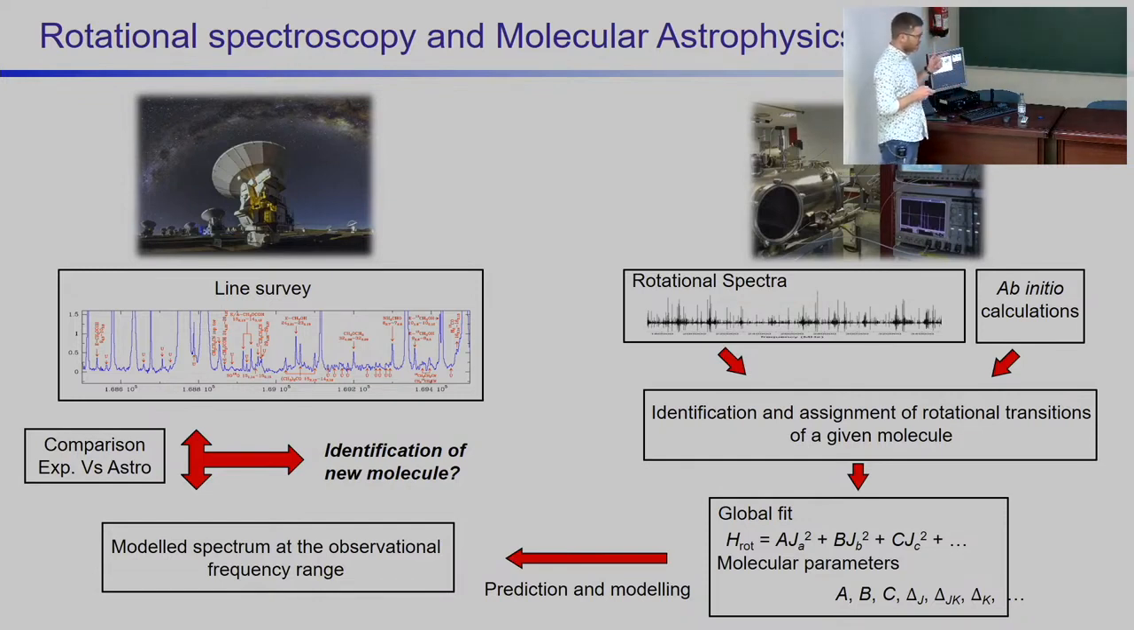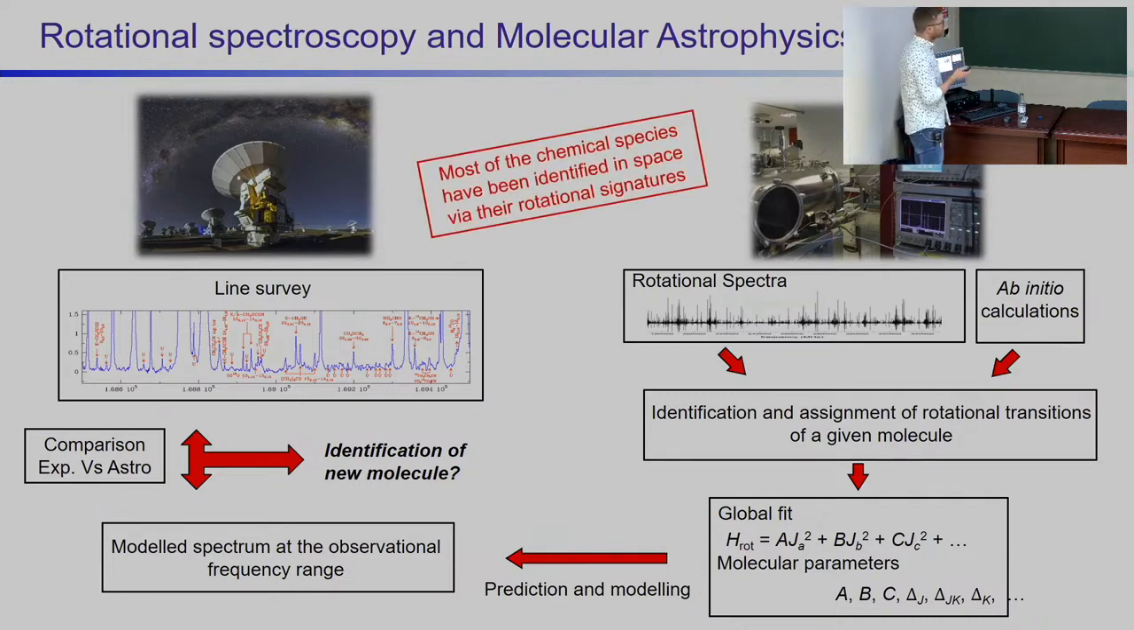If these parameters are accurate enough, we can get predictions in the same frequency range that we are observing with our telescope, and we can directly compare both spectra. By this direct comparison, we can identify, one by one, each molecule in the object. Around 95% of all the molecules discovered in interstellar space have been identified using this methodology.